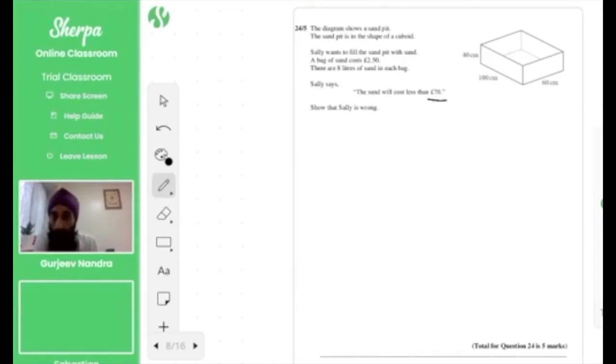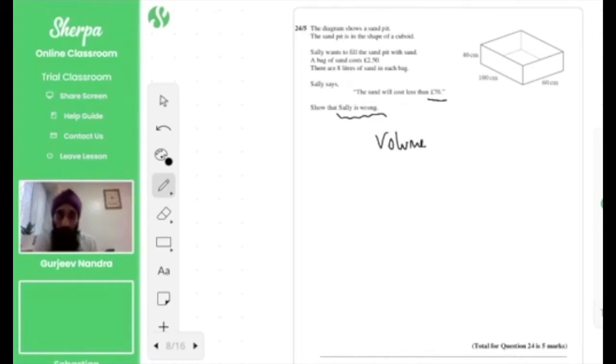Show that she's wrong. One of the things that really makes me laugh when I do mock exams is when students say Sally is right. Please don't do that, because it says Sally is wrong, okay? So you don't want to say the question's wrong. The question's obviously the question, and you want to show how she's made a mistake somewhere and where that mistake has happened. So since we're going to fill this box with sand, the first thing you would do is work out the volume.